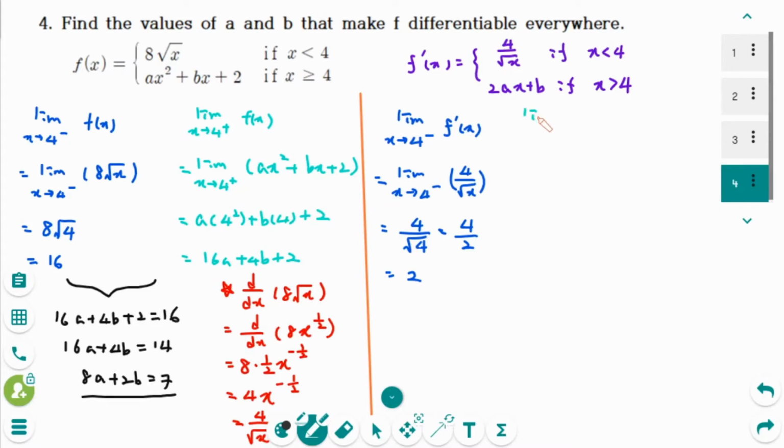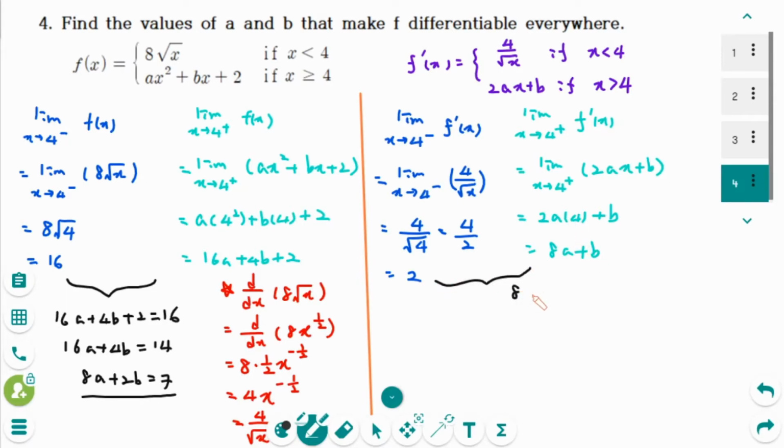And then the limit as x approaches 4 from the right side of f prime x equals the limit as x approaches 4 from the right side of 2ax plus b. Then put 4 into x, so 2a times 4 plus b is 8a plus b. Then with these two, make 8a plus b equals 2.